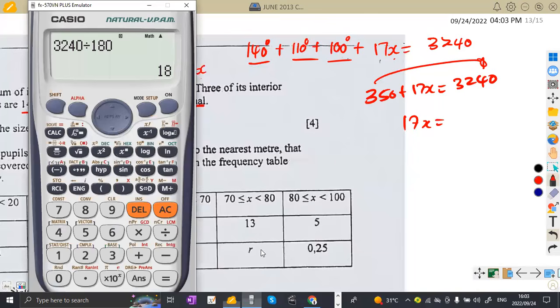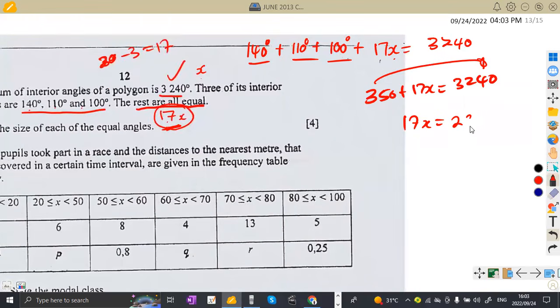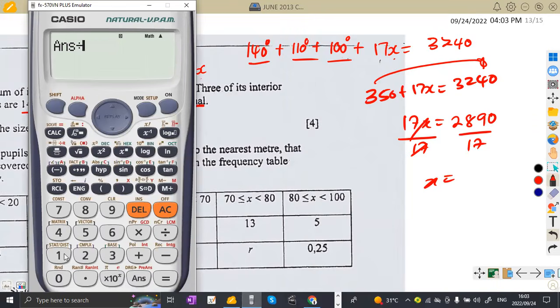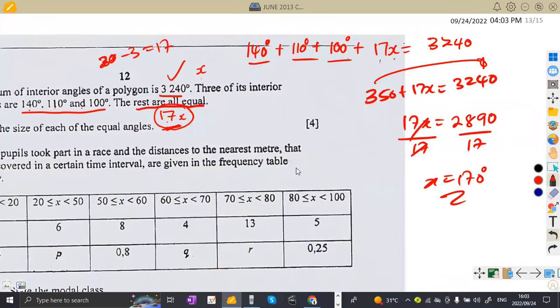So 3,240 minus 350. Okay, so you're going to obtain 2,890. Divide by 17 both sides, we can have the value of x. That makes it to be the angle that we are looking for, which is 170 degrees. So each angle here that we are talking about is 170 degrees.